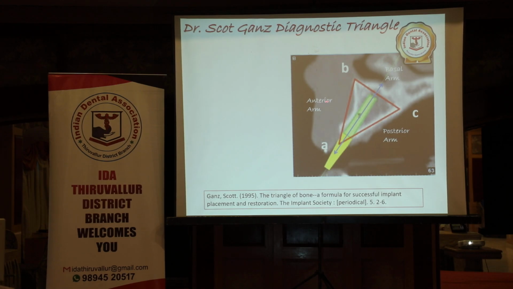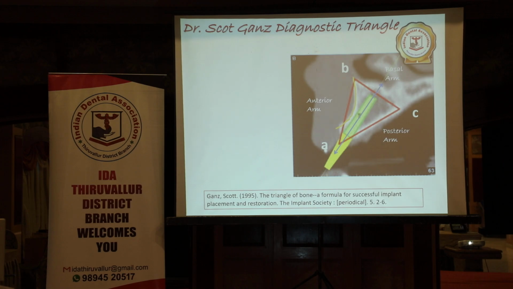Your implant should always start from the apex of the triangle and end at the midpoint of the basal arm. Can you see this here? This is the midpoint of the basal arm. This should be the apex of the implant, and the platform of the implant is towards the apex of the triangle. This is the first indication you have to observe. Second thing is, draw an imaginary line along the anterior border of the bone.